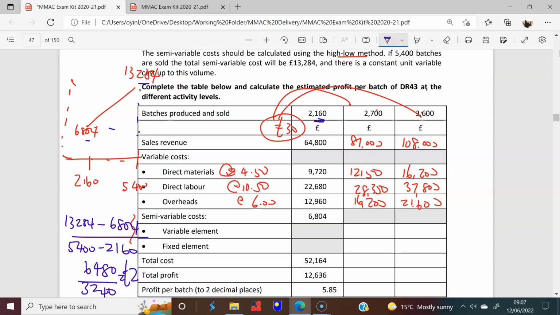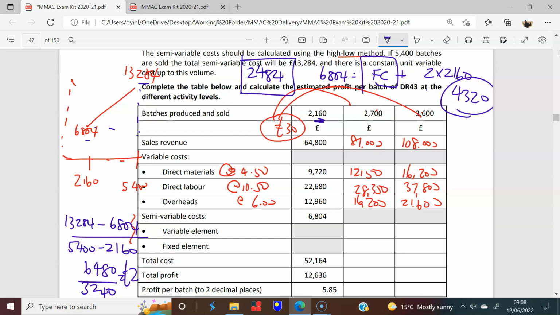So you have a total of 6,804. This is equal to a fixed element plus the £2 times the 2160. The 2160 times 2 is 4320, which means that your fixed element, of course, is the difference from the 6804, which is 2484. So we have a fixed element now very clearly being 2484.